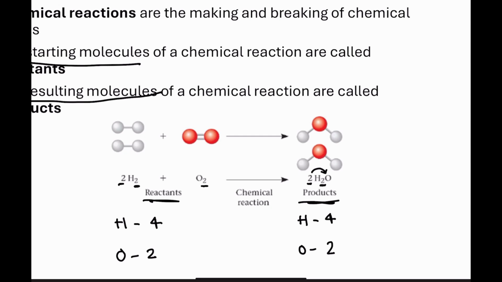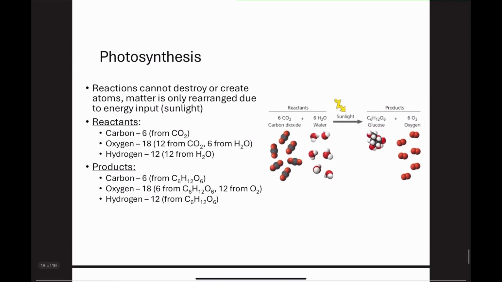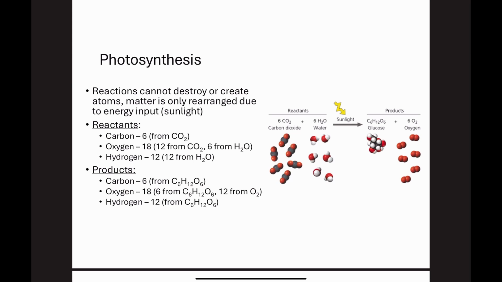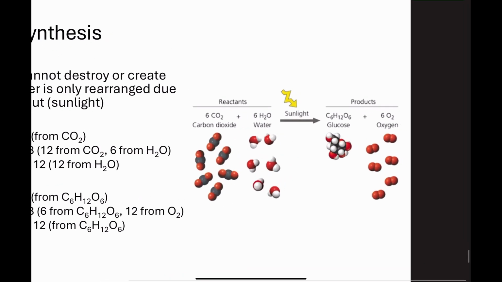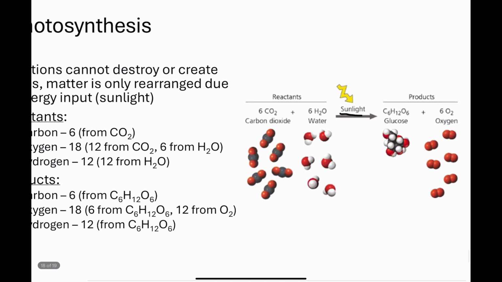And a great example of chemical reactions is photosynthesis. Photosynthesis is so important to us because humans and other animals ultimately depend on photosynthesis for food and oxygen. And like I said in the last slide, reactions always follow the law of conservation of mass, which states that matter cannot be created or destroyed, only rearranged due to an energy input. And in the case of photosynthesis, our energy input is sunlight.